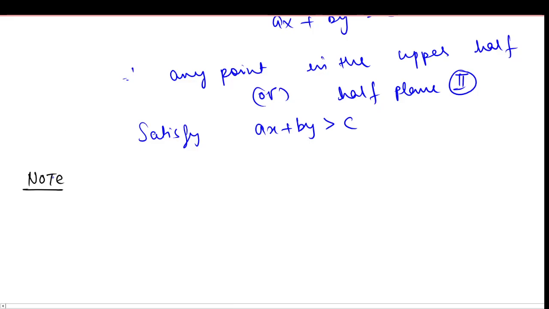So the region containing all the solutions of an inequality is called the solution region. Before finding the solution of any inequality, there are some rules.